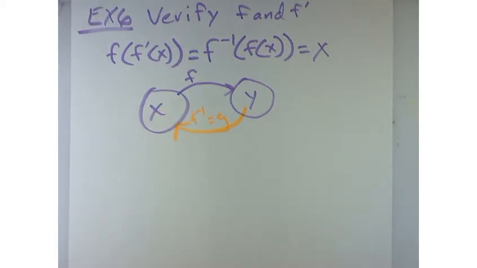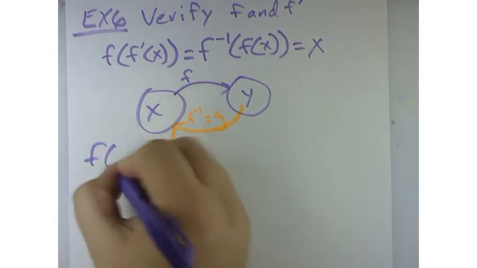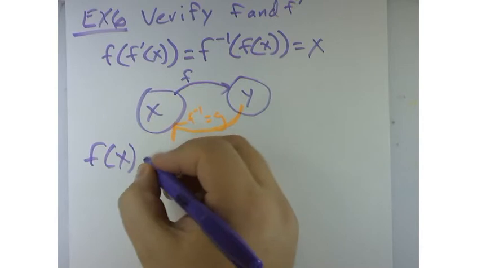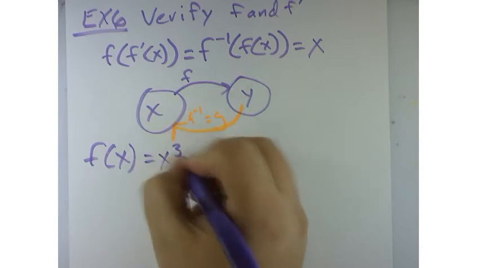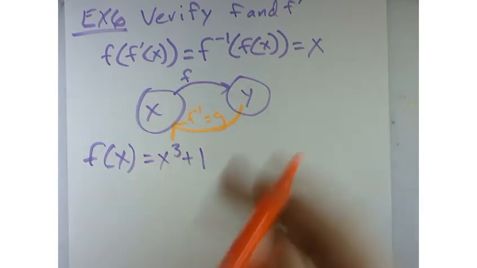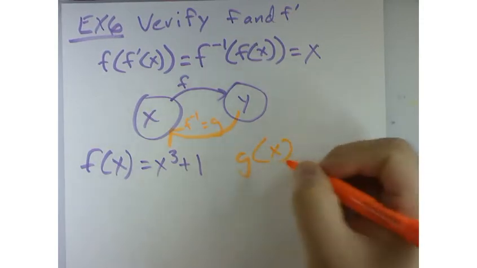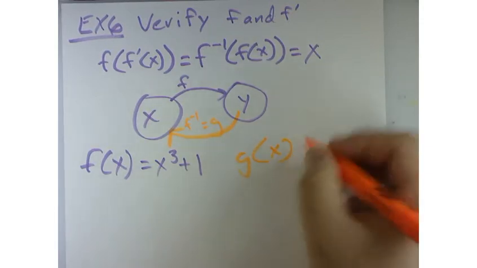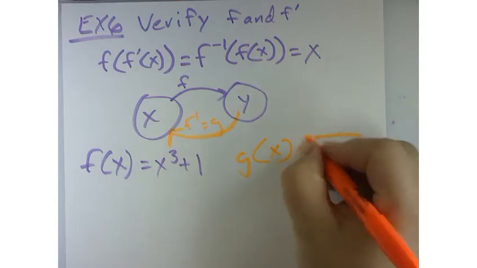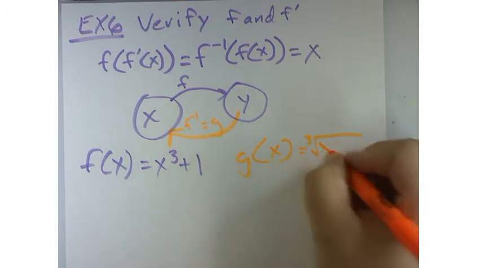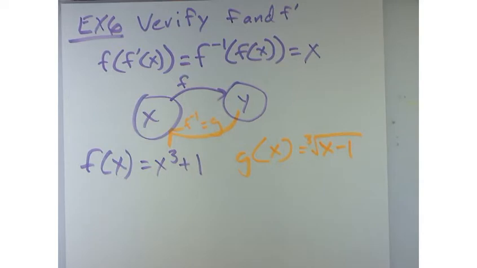So if I let f be, let's pick two equations. f of x equals x cubed plus 1, and g of x, which should be the inverse, is the cube root of x minus 1. So those should be inverses. Now let's plug a number in so you guys can see how that works.